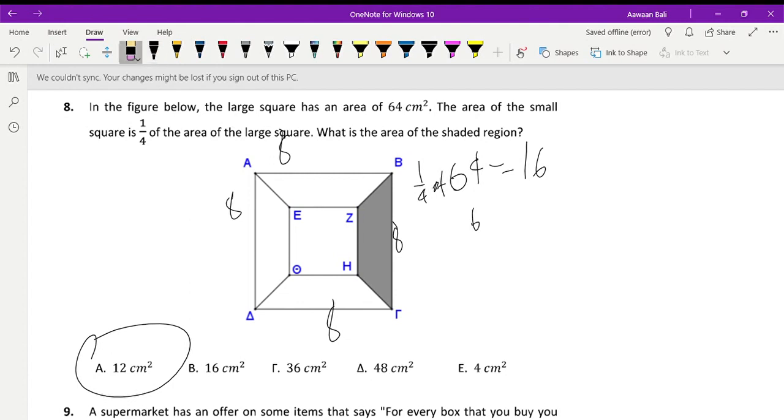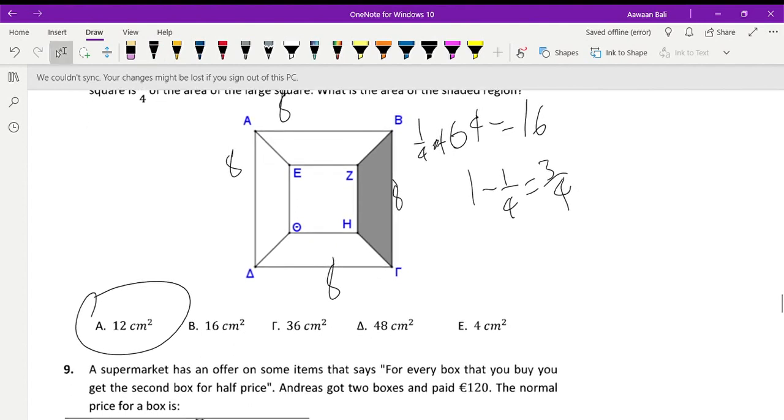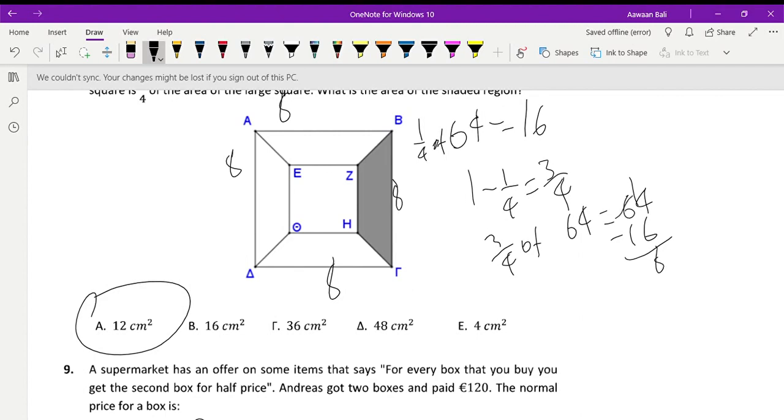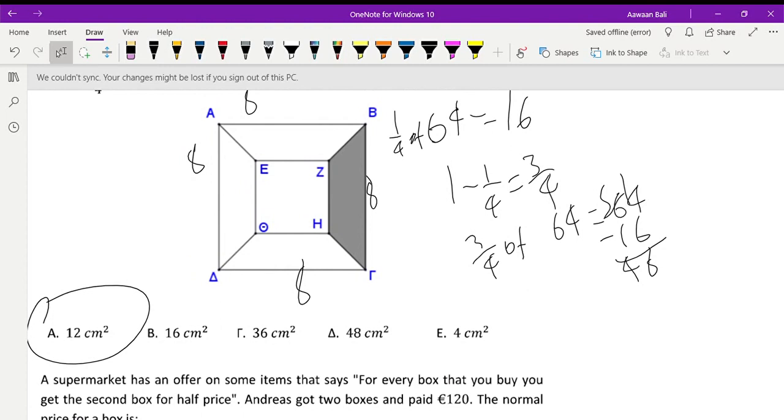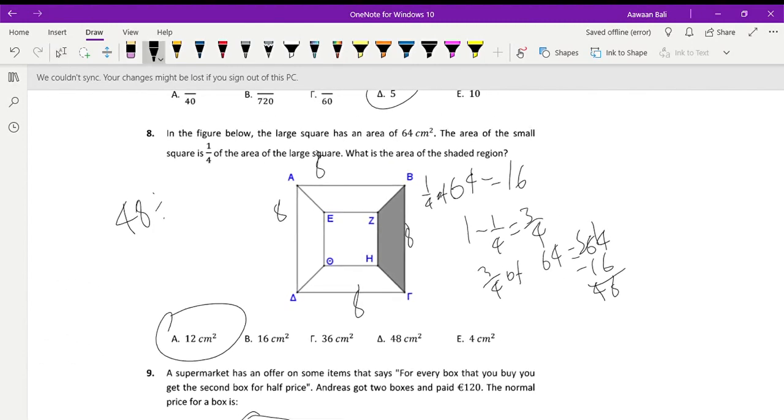Or basically, you could say 1 minus 1/4 is 3/4, since then you can directly find the rest of the space. So 3/4 of 64 is the same as 64 minus 16, which is 48. So basically, the area of all 4 trapeziums there is 48. Now we can divide by 4 because we know the area of all the trapeziums are equal in this case, which means the area of the shaded region, which is a trapezium, is 12 centimeters squared.